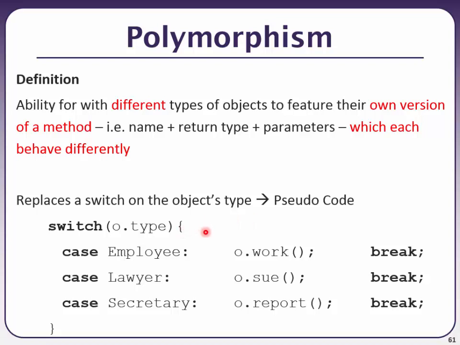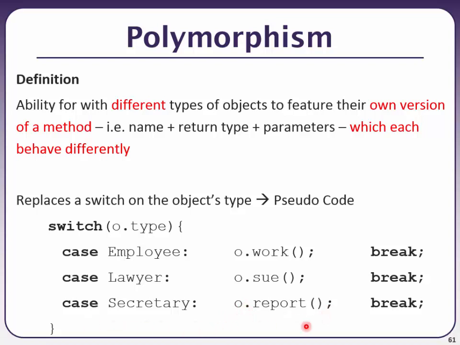So what this slide illustrates here in the second half is, I would say, the old way, the non-proper way to do that. I could say that I'm going to look at the type, the data type, the class name pretty much of my object. And based on that, I'm going to decide, well, if this object is of type employee, then I call the work method. And if this object is of type lawyer, then I call the sue method. And if this object is of class secretary, I call the report method, okay?